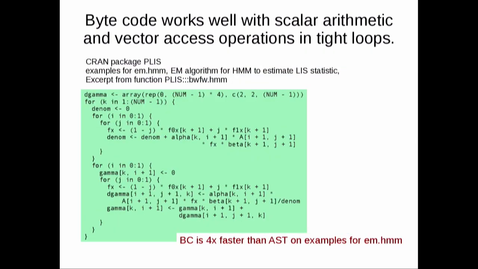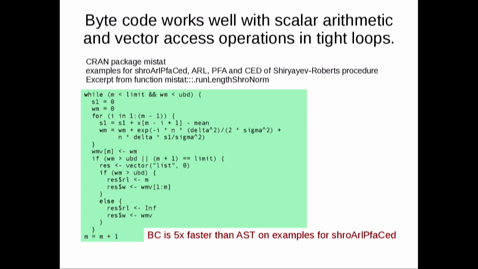This is an example from a CRAN package named please. The performance critical part of the code is shown here again, so you can see again nested loops, accesses to matrix elements, arithmetic operations, and that's about it, right? And here we have 4x speedup with the bytecode compiler.